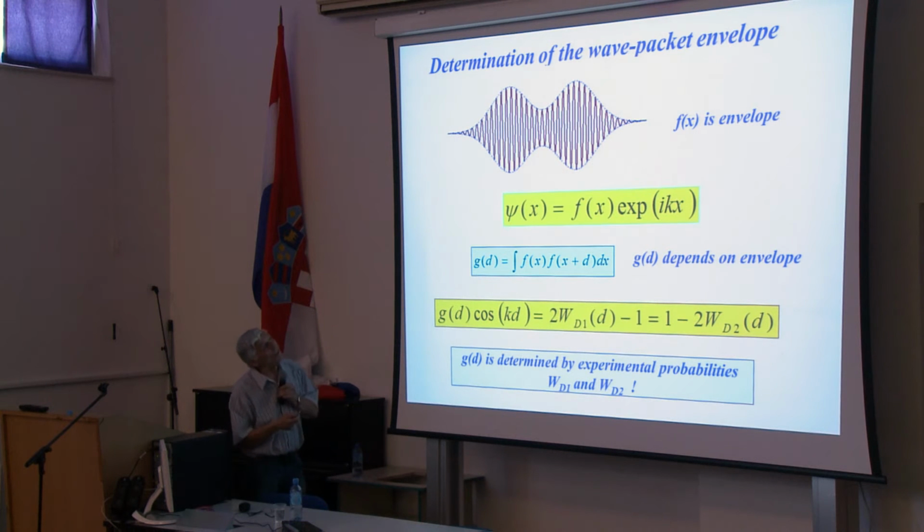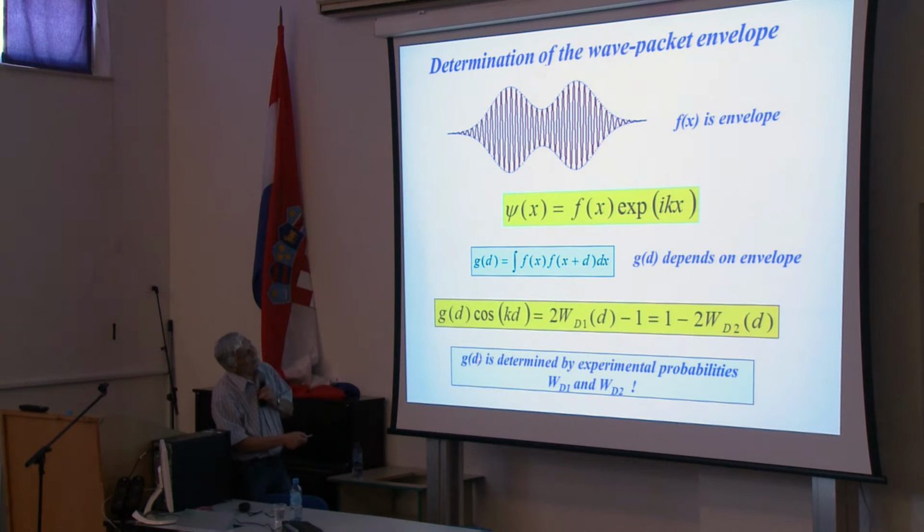Now, the main function which comes out in this mathematics is this integral, which is the integral of this envelope function f of x, multiplied by f of x plus d. You remember d is the difference between the distances on the two paths when I showed you the instrument. So d comes from zero. When it is zero, it is really like the Mach-Zehnder instrument. But then that is some function of d, and it depends on the envelope.